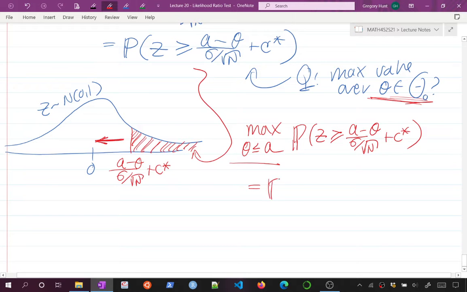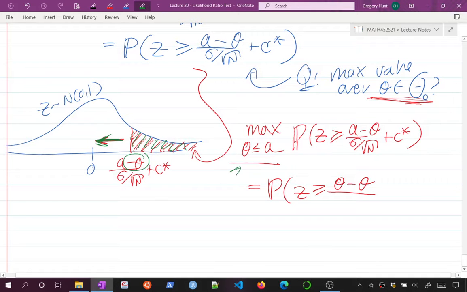And so if I push this as far left as I can possibly go, this is going to be maximized when theta is a, because this is going to be as small as possible, right? So we want to push this thing to the left. We're subtracting off theta, so we should make theta as large as possible, right? We have a negative theta here. So if I keep increasing that, the whole value, (a minus theta) over sigma over root n, should go leftwards. It should go smaller, and that will maximize my probability, which is this shaded region, right? So it's maximized at theta equals a.